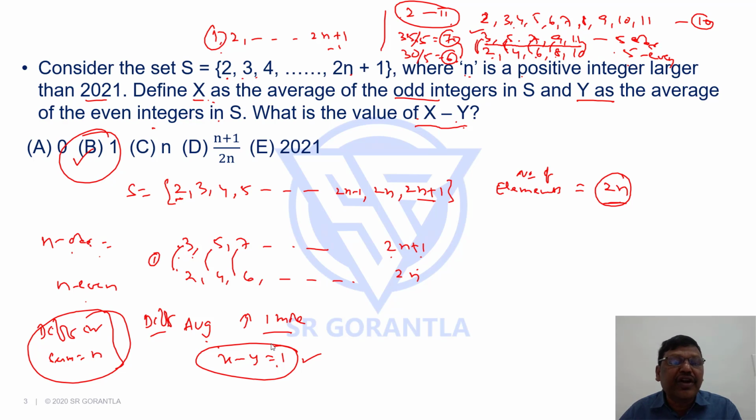So this is the key point. When each element in two groups varies by 1, the average also will vary by 1, provided you have the same number of elements. I have the same number of elements in both cases. If the number of elements is not the same, I cannot say. But the number of elements is the same. Hence we can say the answer is 1. So the answer choice is B.